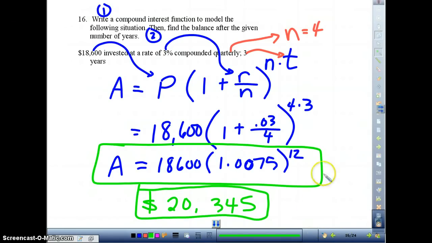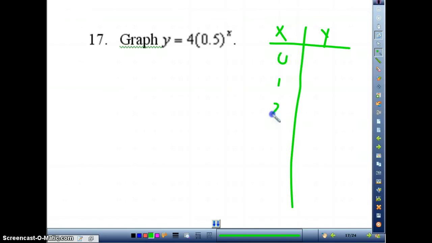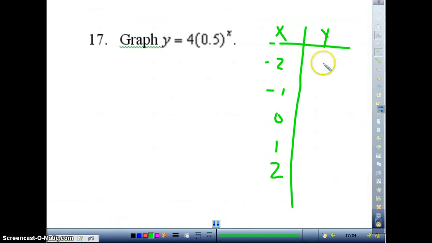Okay, moving on. Number 17. They want you to graph this, okay? And you can build an XY table. Pick 0, 1, 2, 3. Since this is a negative-exponent problem, you'd probably want some negatives also. -2, -1, 0, 1, 2. All right. Plug those into your equation, get your y values. Alrighty? Here's what I got.